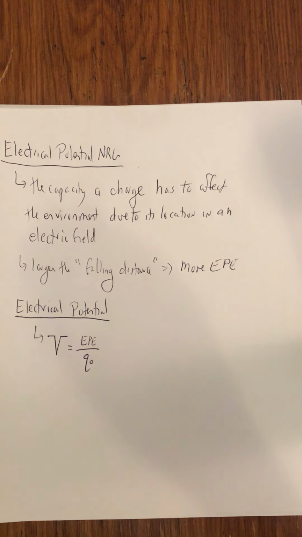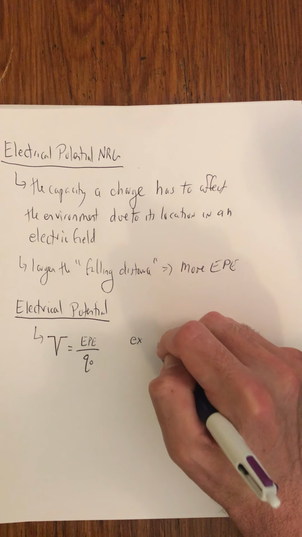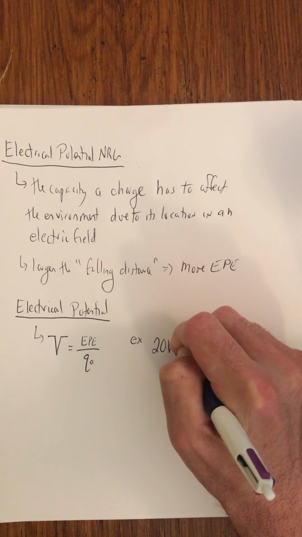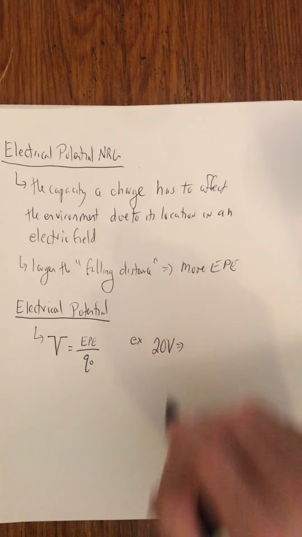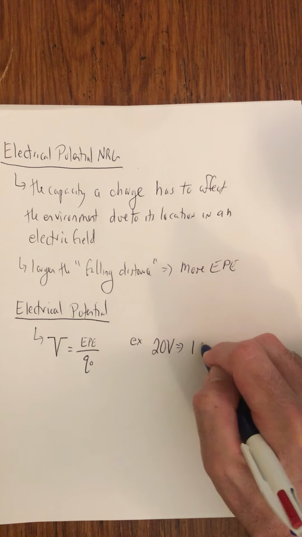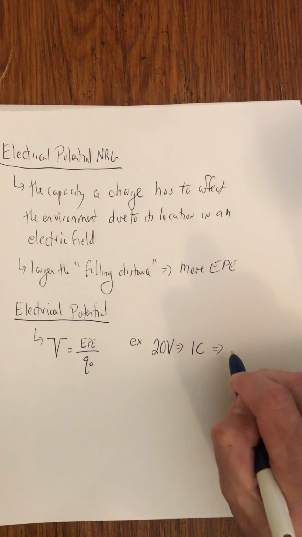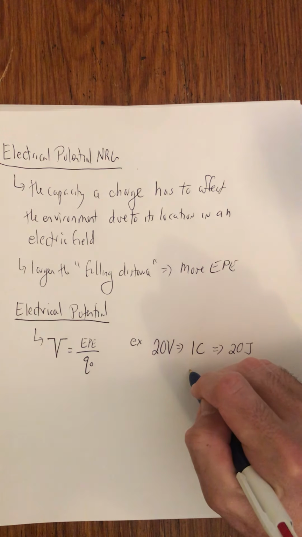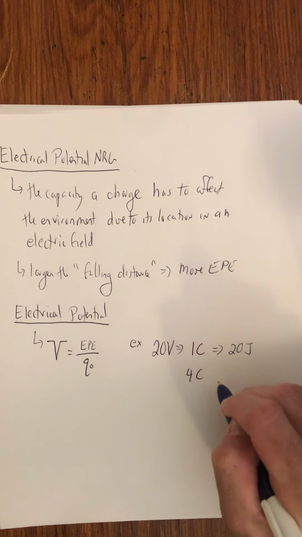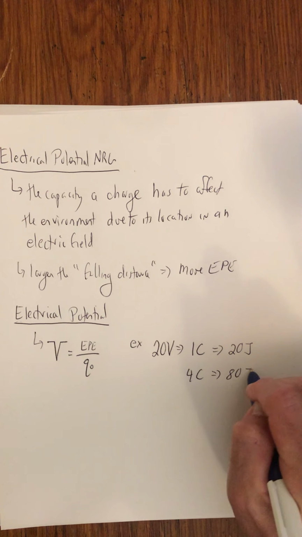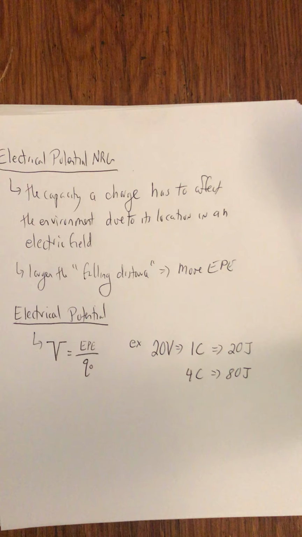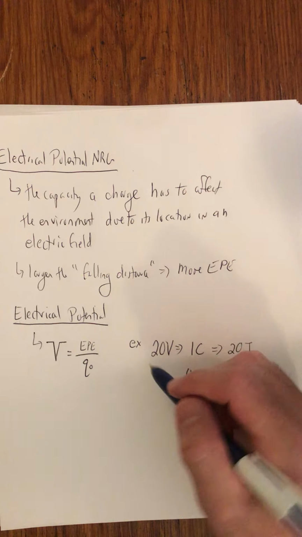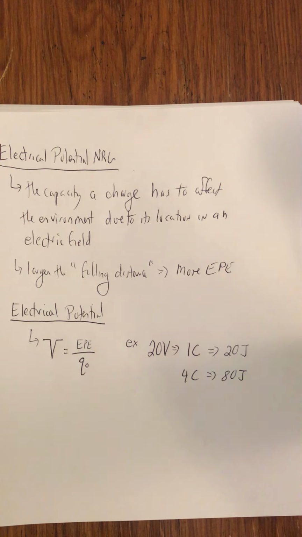If I know that at a certain location in space the electrical potential is 20 volts, I do not know how much energy anything has. But if 1 coulomb of charge is placed there, that coulomb of charge will have 20 joules of electrical potential energy. If 4 coulombs of charge is placed at a location in space, that will have 80 joules of potential energy, right? So that's a description of the location in space that tells you how much energy you would have if you were to put charge at that location in space.